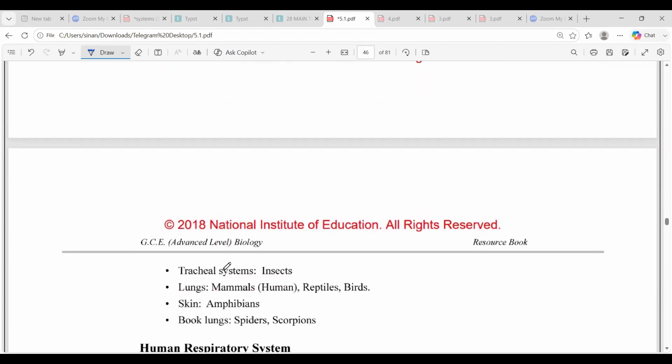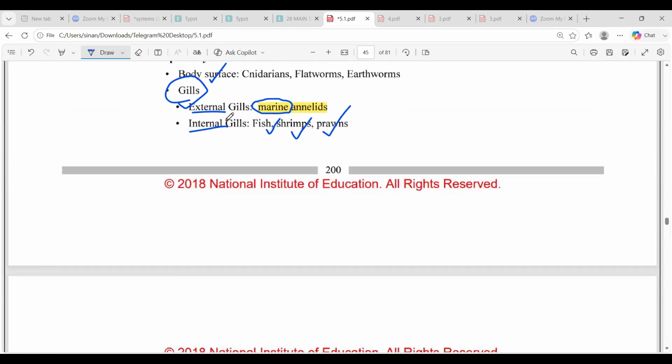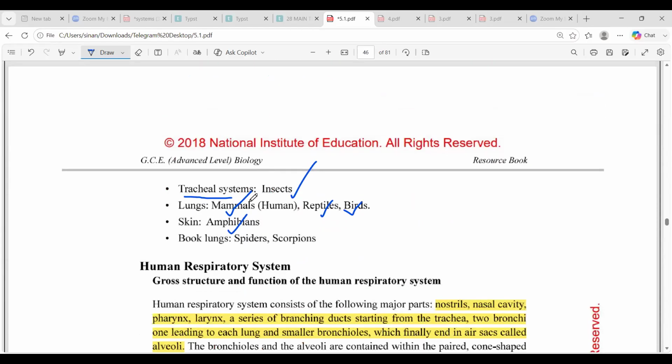And then we have the tracheal system. This is not the trachea, this is the tracheal system. This is mainly used by insects. Lungs are mainly used by mammals, reptiles, and birds. And skin is used by amphibians. Remember, skin and body surface are not the same.